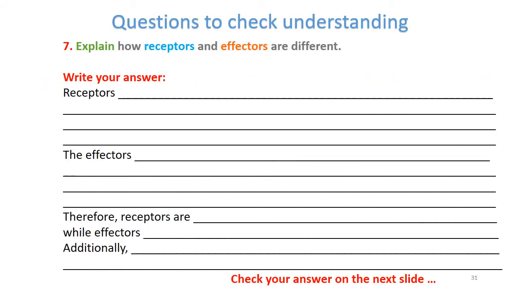Another question to check your understanding. Question 7. Explain how receptors and effectors are different. You need to write your answer, what receptors are, what the effectors are, and therefore how receptors and effectors are different. Check your answer on the next slide.